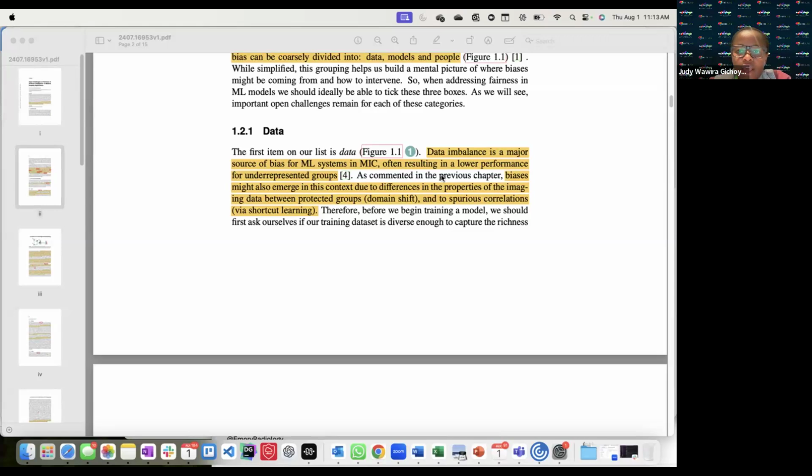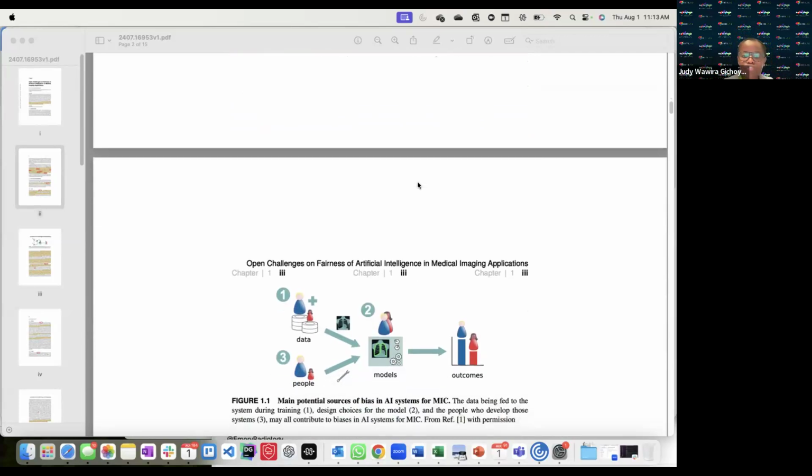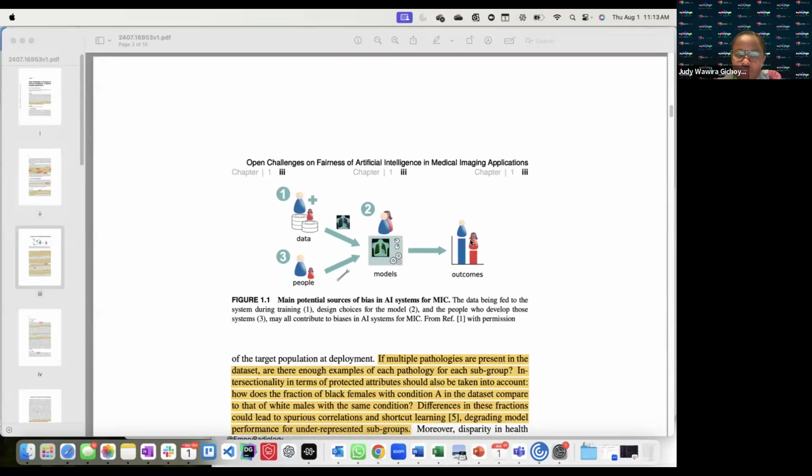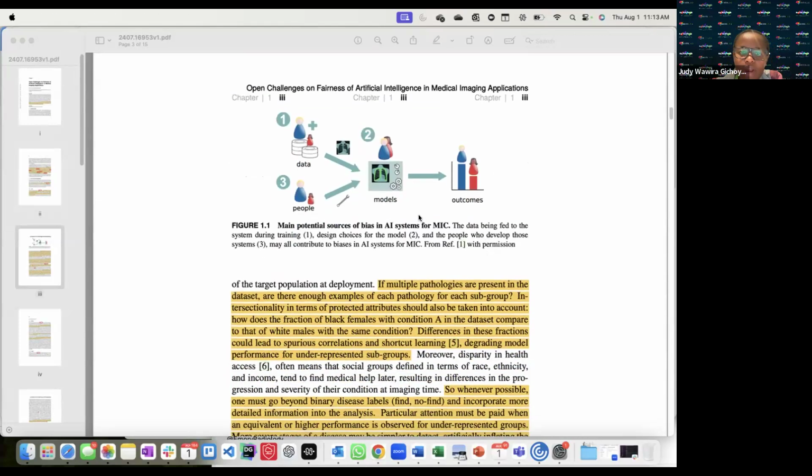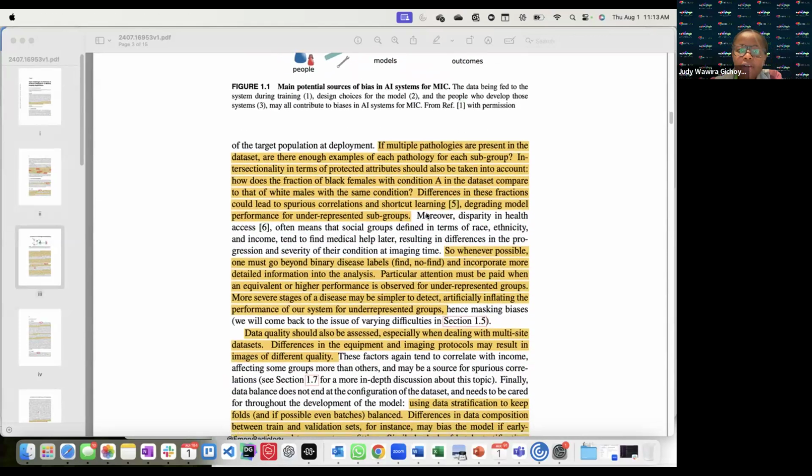And so, the authors write here that the biases can also be encountered due to differences in the properties of the imaging data between protected groups, or to spurious correlations for shortcut learning. This is definitely something that Judy remains interested in. So this is again, trying to create that mental model of data, people and models.